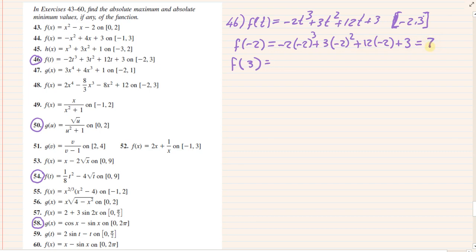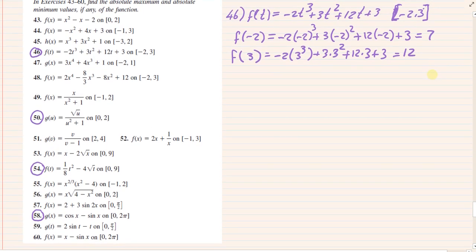Okay, now f at 3, do the same thing kind of. You put 3 cubed plus 3 times 3 squared plus 12 times 3 plus 3. If I did this one right, f at 3 should become 12. So that's there. Now these could be a max, this could be a minimum, right? And by the extreme value theorem, because the function is continuous, we are guaranteed that there is a max and there is a minimum.